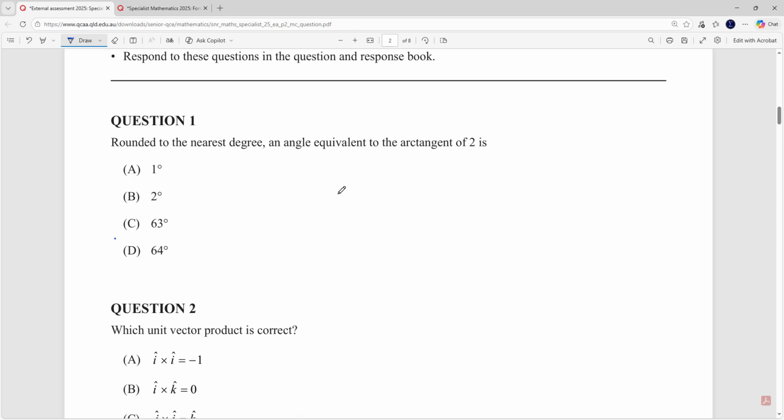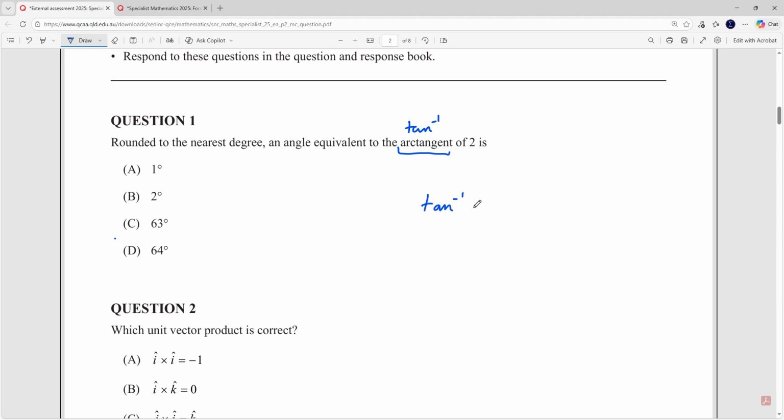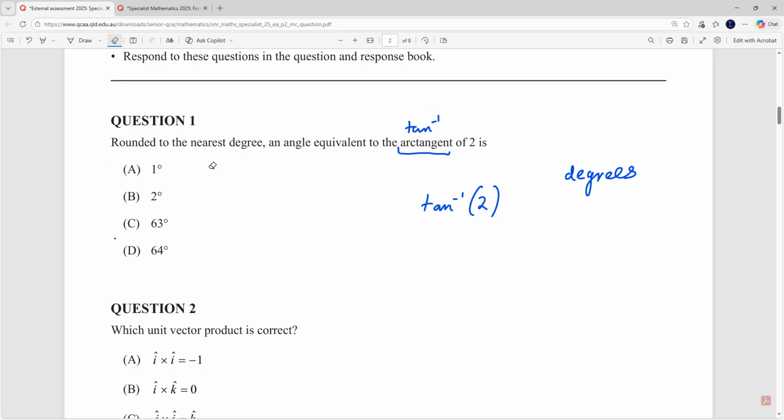So, question 1. Rounded to the nearest degree, an angle equivalent to arctangent of 2 is. Okay, well, arctangent just means tan inverse. Okay, so when they're saying arctangent of 2, they're asking you to calculate what is tan inverse of 2. Now, you cannot do that by hand. I don't know anyone that could do that by hand. So you have to chuck that into your calculator. Now, make sure you're in degrees. Why? Because your answers are in degrees and it says it in the question, okay? So if someone does this in radians straight away, they're probably going to get the incorrect answer.